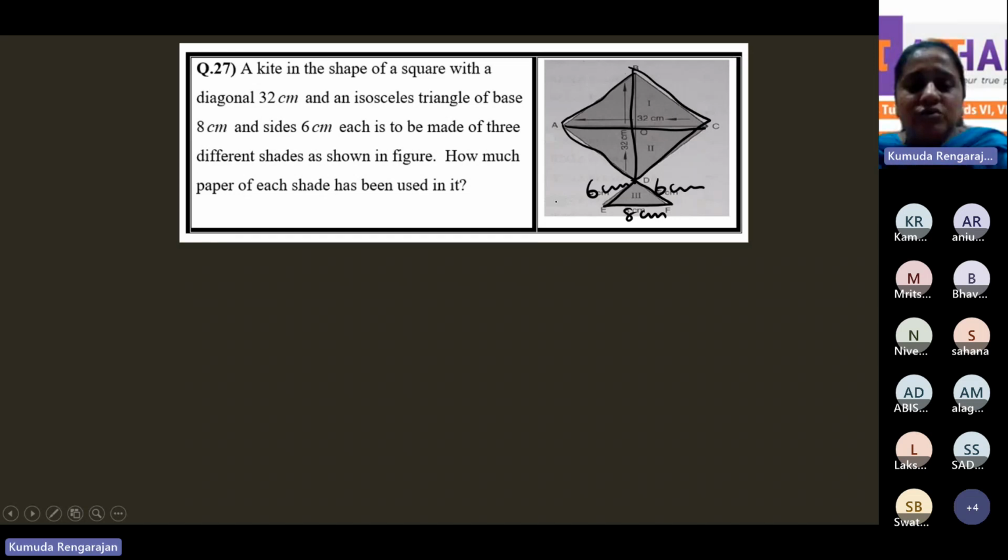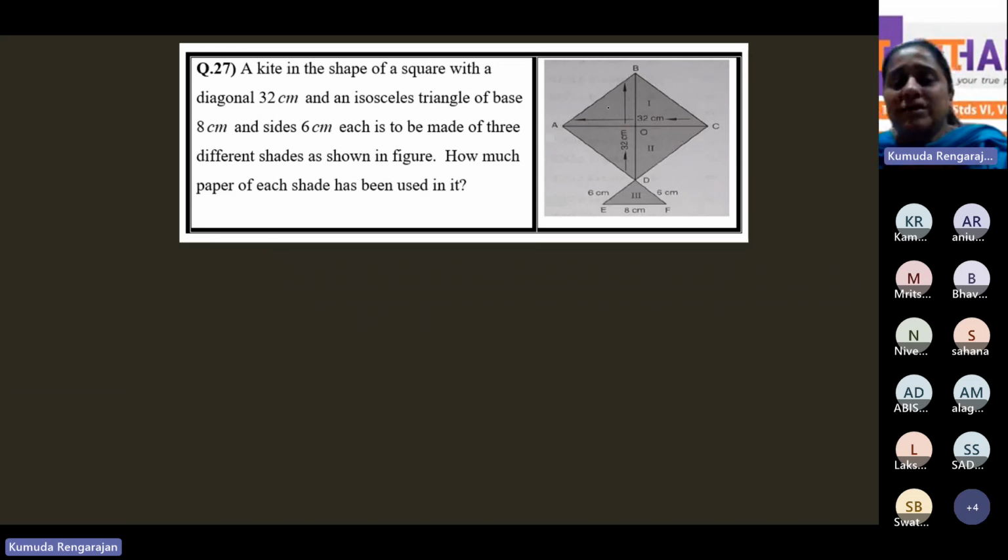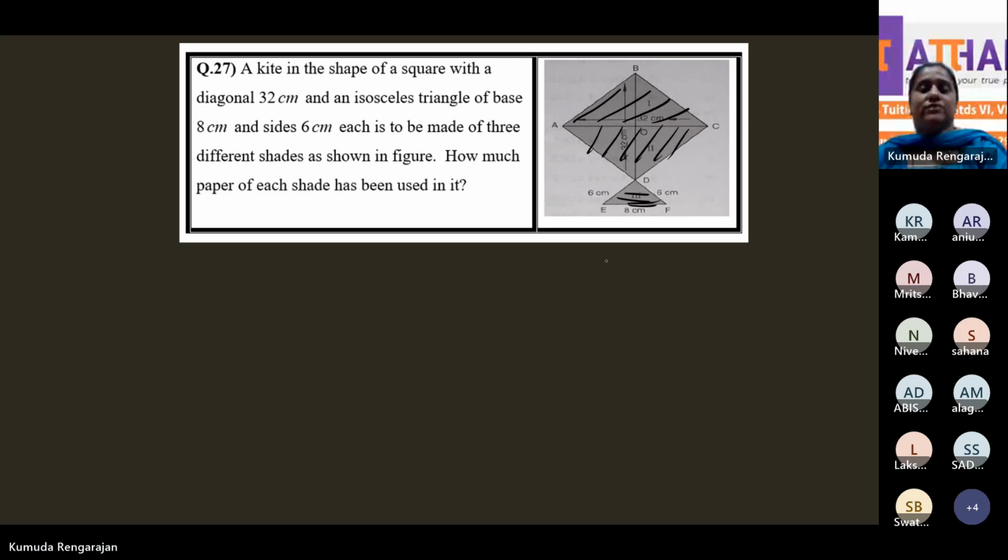Now, this is to be made of three different shades as shown in the figure. In this figure, it looks dark. So maybe this one, one color, this another color, and this one another color. How much paper of each shade has been used in it?